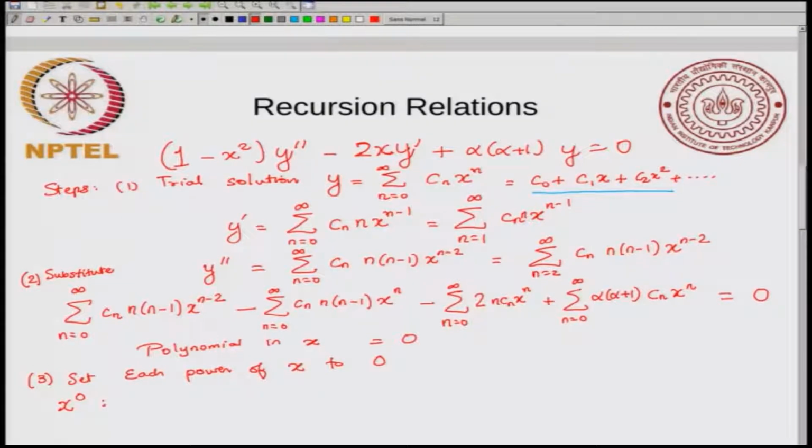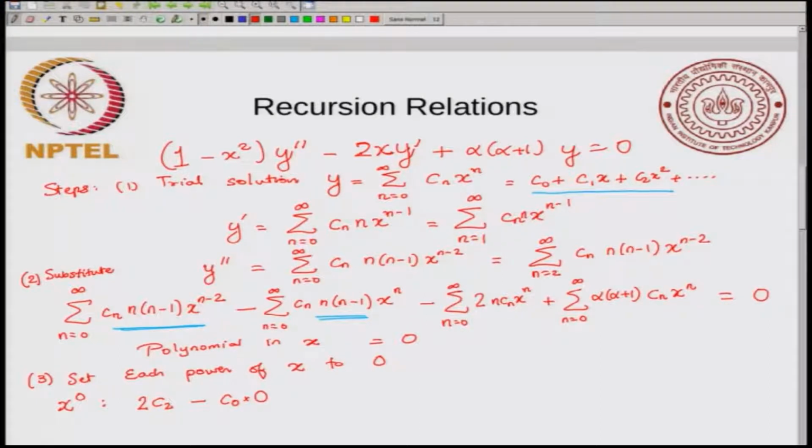In the first term, you can get an x raised to 0 if n equals 2. Then you will get C2, and then you have 2 into 2 minus 1, 2 into 1. That is 2. So, you have 2 C2, and then x raised to 0. Then in the second term you will get x raised to power 0 if n equals 0. So, that will give me minus C0 into 0. If n equals 0, this becomes 0, so the contribution will be 0.